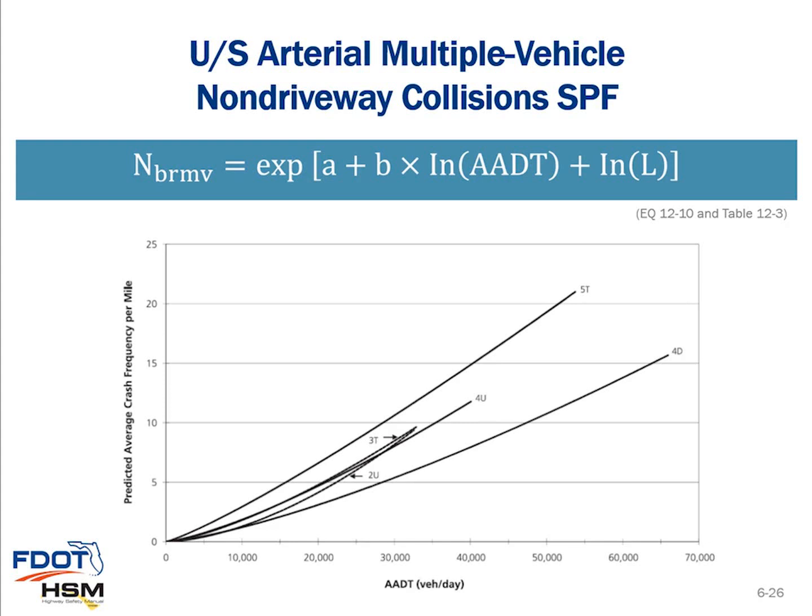You can notice that there are five different graphs here. Along the bottom axis is the AADT, or average annual daily traffic, and along the y-axis on the left side is the predicted average crash frequency per mile. You can see how this varies for the different types of facilities. The 4D, or four-lane divided, is on the bottom, having the lowest crash prediction frequency. The 5T, a five-lane with two-way left turn lane, is on the top, having the highest crash frequency prediction.